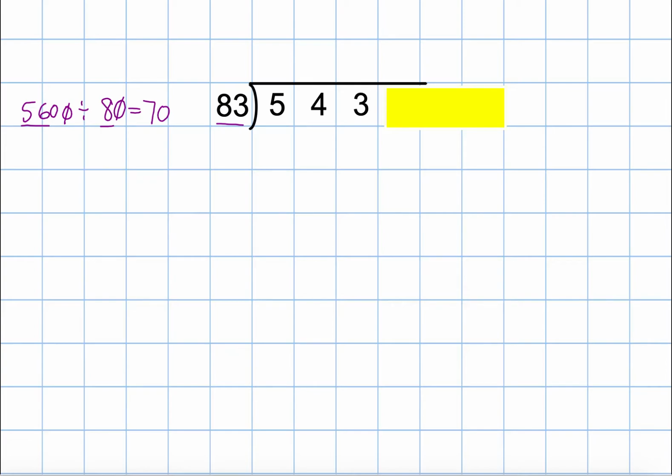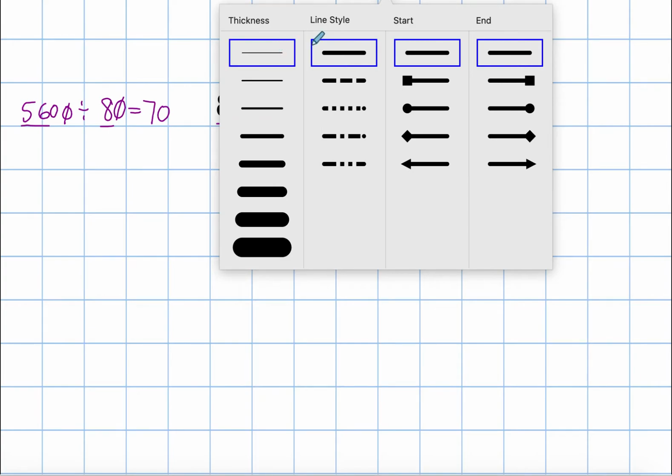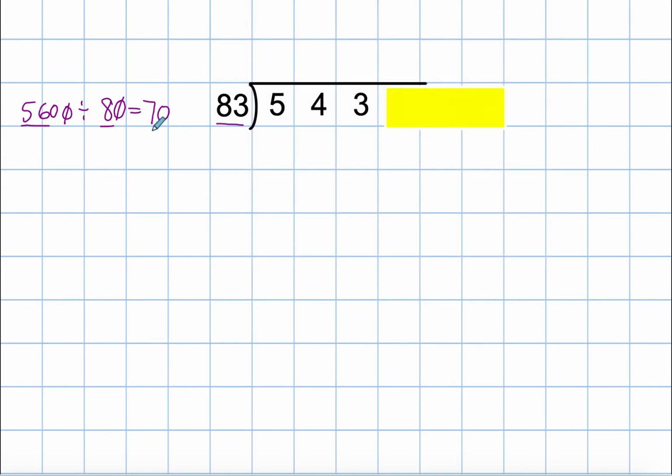Now I know from my estimate that I'm expecting the answer to be about 70, which means my first digit is probably going to be a 7. So I expect 83 to divide into 543 7 times. So I'm just going to come over here and do 83 times 7 and see if that is the case. That would be 21.